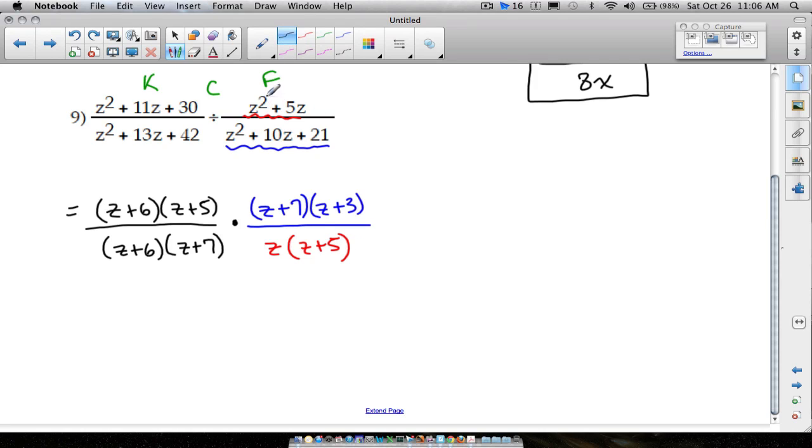So look at that. We did 2 steps at one time. We keep change flip, but in the process of doing that, we went ahead and factored everything. Just trying to work more efficiently, as long as you don't get too confused in the process.